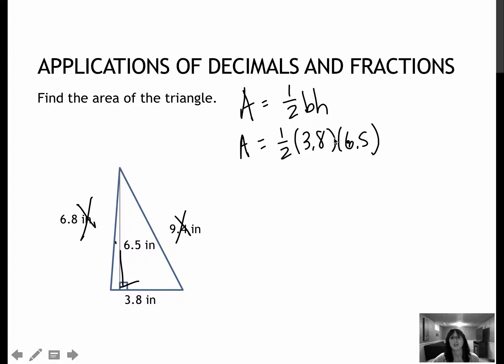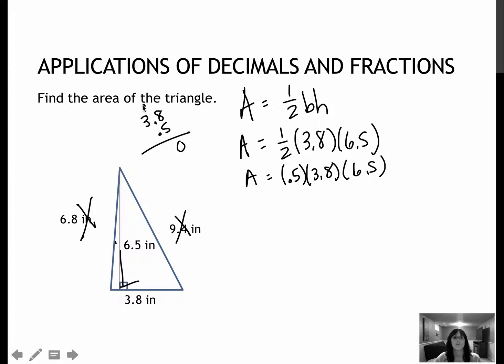Because I want fractions and decimals to be either all fractions or all decimals, I'm going to choose to turn 1/2 into a decimal of 0.5. And that's my new question. Now I can multiply in any order that I want. I'm going to choose to take the 3.8 times the 0.5 first, and it doesn't matter because I would get the same answer either way.